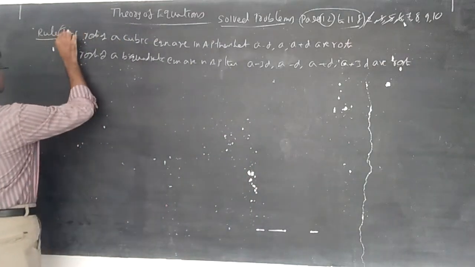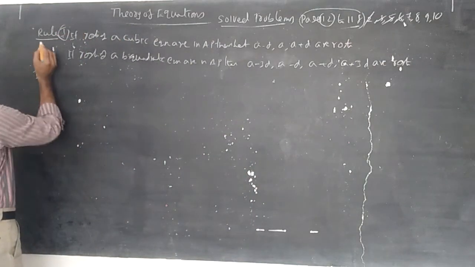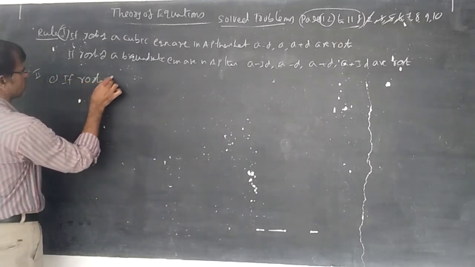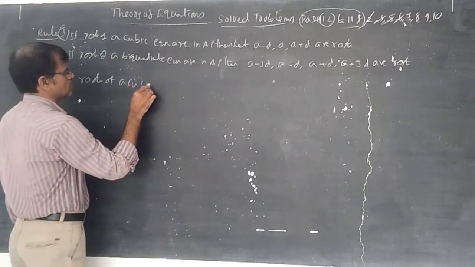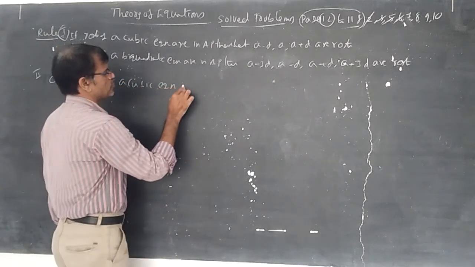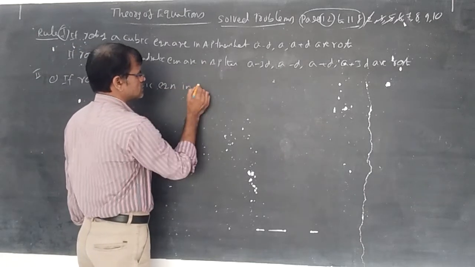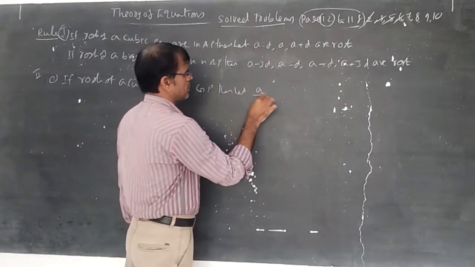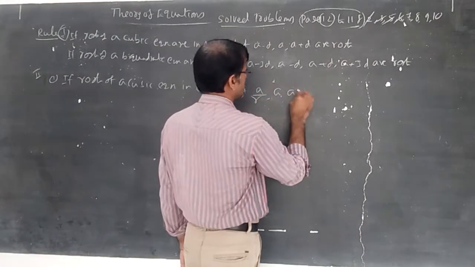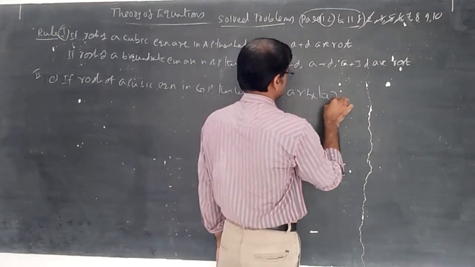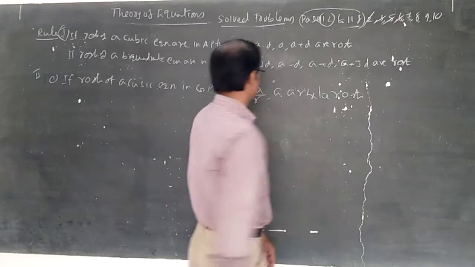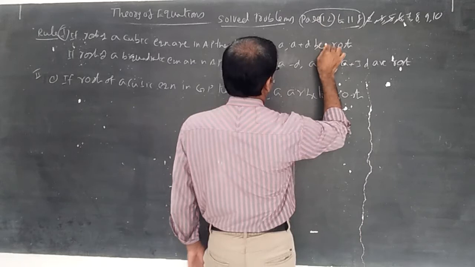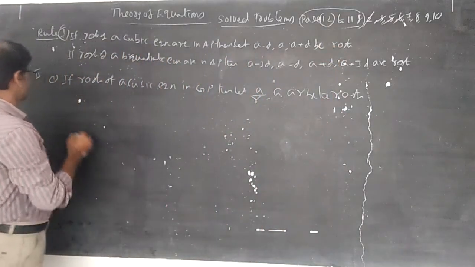Next, this is the first one. Second rule, second one. If roots of a cubic equation are in GP, in geometric progression, then let a by r, a, ar be the roots. A by r, a, ar are the roots.